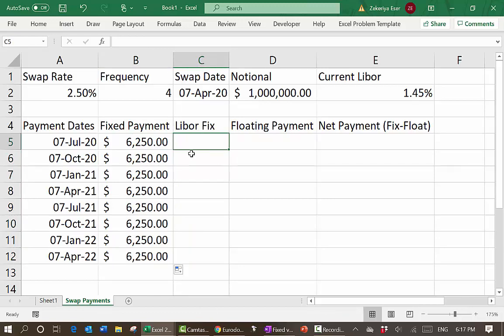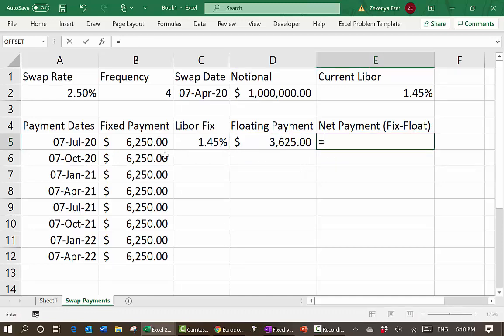What you're going to receive if you're a fixed rate payer depends upon the LIBOR fix. The first one is simple. The rate that we're going to use to determine how much you will receive as a floating payment depends on 7th of July, which is the first payment date. Depends on the LIBOR now. That's the current LIBOR. And floating payment is simple. Take the LIBOR fix, multiply it by the notional, divided by the frequency. And that means if you're a fixed rate payer, your net payment is fixed payment minus the floating payment.